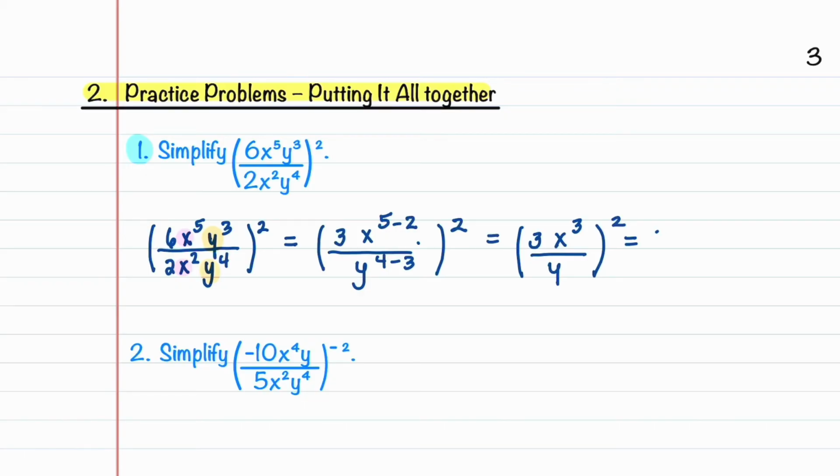So this becomes 3 squared times x cubed squared. So remember, we're going to multiply those two numbers. And then in the denominator, we have y squared. So our final answer is going to be 9x to the 6th, all divided by y squared. And that is much nicer than the expression that we started with.